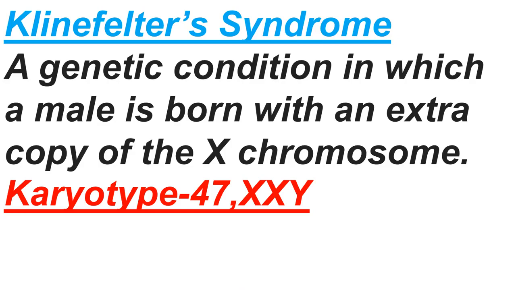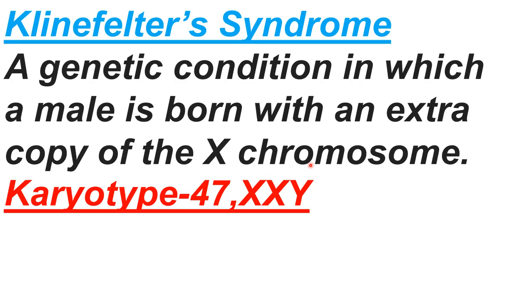Next disorder is Klinefelter syndrome. Klinefelter syndrome is a genetic condition in which a male is born with an extra copy of X chromosome. So Down syndrome was due to an extra copy of an autosome, and this is due to an extra copy of X chromosome. So you can say Down syndrome is an autosomal disorder, while this Klinefelter syndrome is a sex-linked disorder. Okay, sex chromosomal disorder you can say.